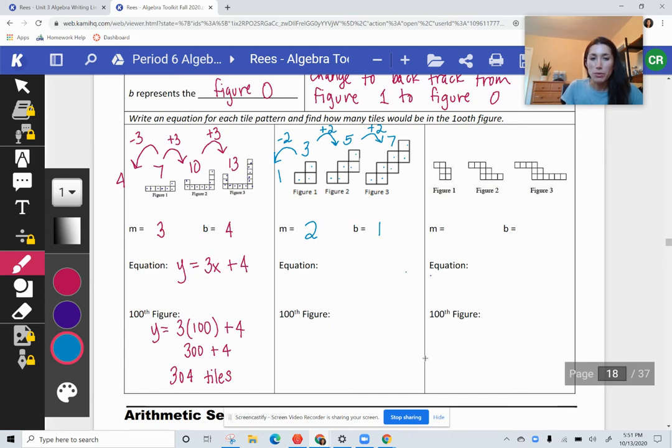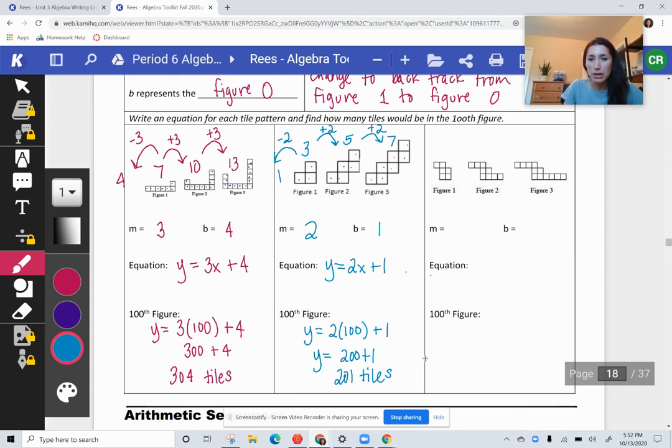If we're writing our equation in y equals mx plus b format, we've got y equals 2x plus 1. And then for our 100th figure, we can say y equals 2 times 100 plus 1. And you should be able to do this for any figure number. Not always going to be the 100th figure number, but we wanted to do something where you wouldn't want to necessarily continue and draw the pattern. You would want to use a formula instead. So now we've got y equals 200 plus 1, and that's going to be 201 tiles. y is representing our tiles in this case.